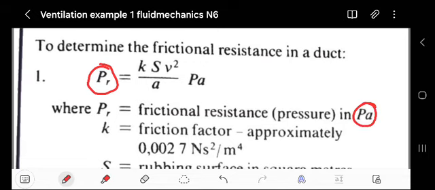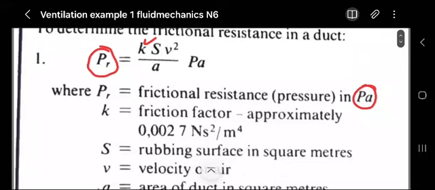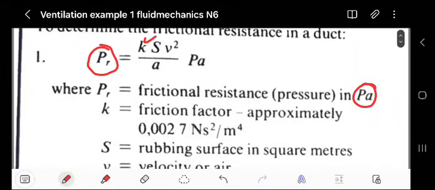K there is a friction factor. It is approximately this if you're not given, but in most of the questions, I don't want to lie, they will give you. But if you are not given, you're supposed to know it is 0.0227 Newton second squared per meter to the power 4.